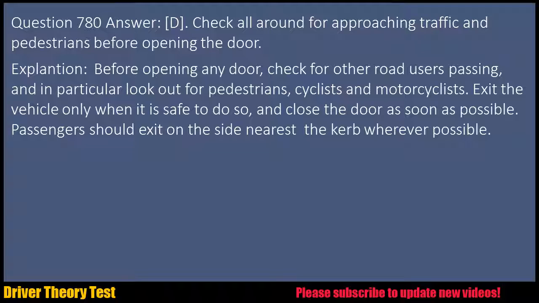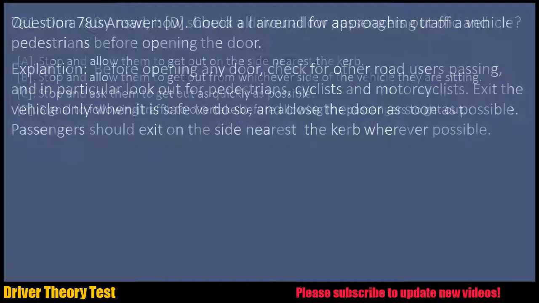Explanation: before opening any door, check for other road users passing, and in particular look out for pedestrians, cyclists and motorcyclists. Exit the vehicle only when it is safe to do so, and close the door as soon as possible. Passengers should exit on the side nearest the curb wherever possible.